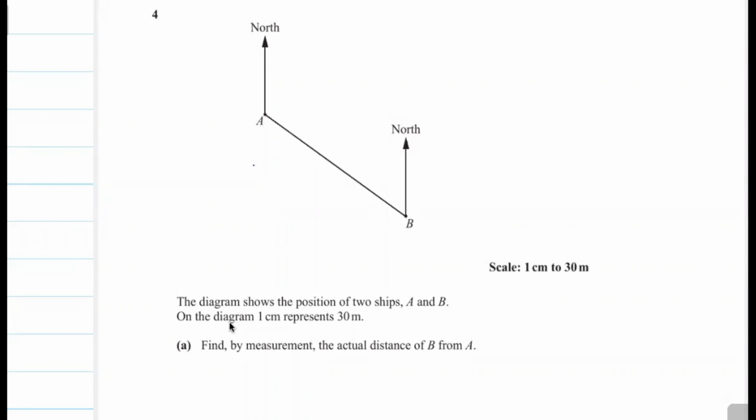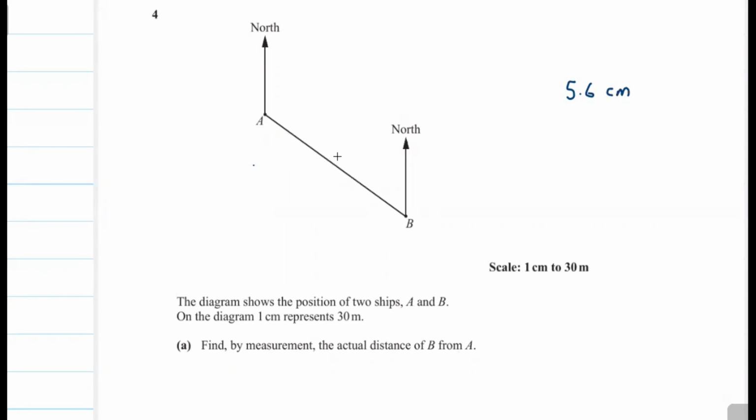Question number 4, the diagram shows the position of two shapes A and B. On the diagram, 1 centimeter represents 30 meters. Find by measuring the actual distance of B from A. Now we can measure the distance between A and B by using a scale. When you measure the distance between A and B, that value would be almost 5.6 centimeters.